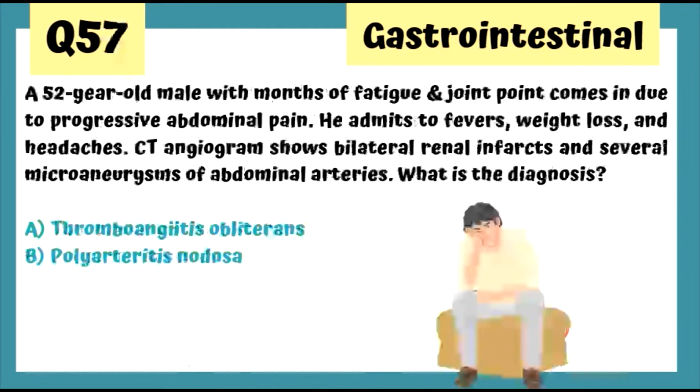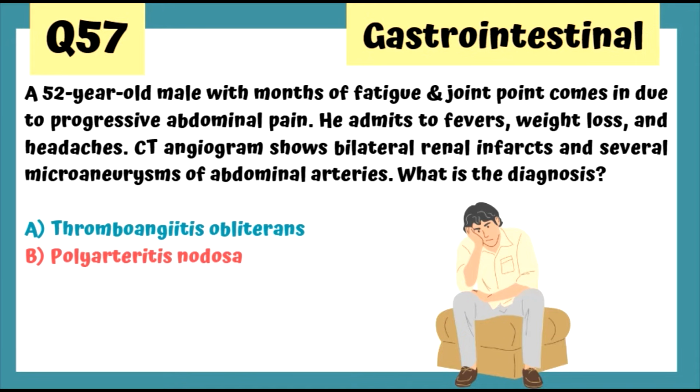Question 57. A 52-year-old male with months of fatigue and joint pain comes in due to progressive abdominal pain. He admits to fevers, weight loss, and headaches. CT angiogram shows bilateral renal infarcts and several microaneurysms of the abdominal arteries. What is the diagnosis? This question really needs to ring bells in our mind of polyarteritis nodosa. Again, microaneurysms of the abdominal arteries.